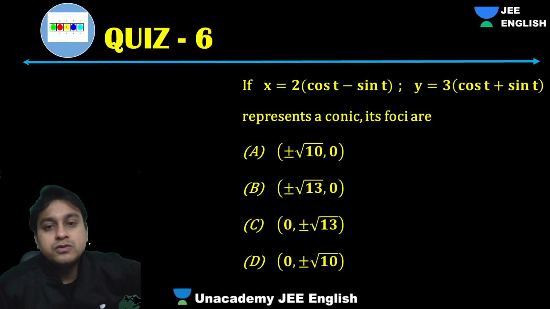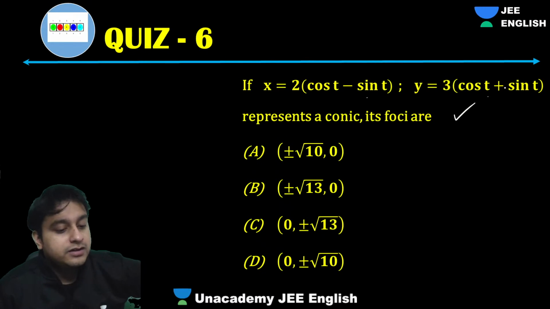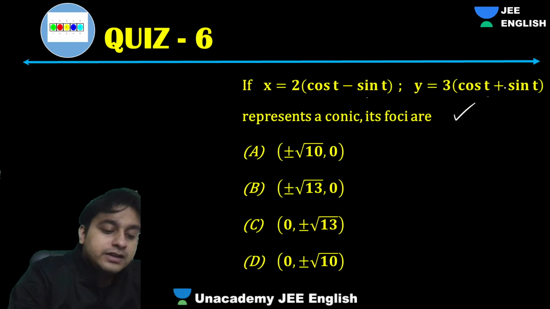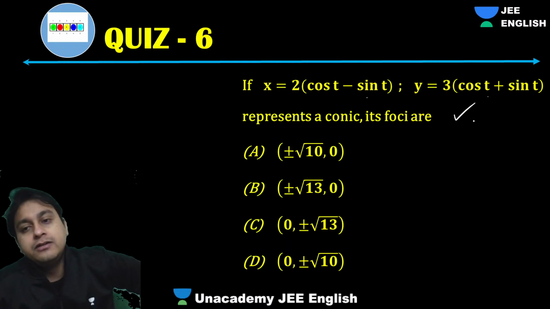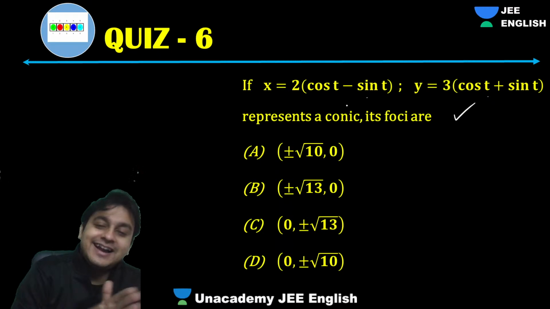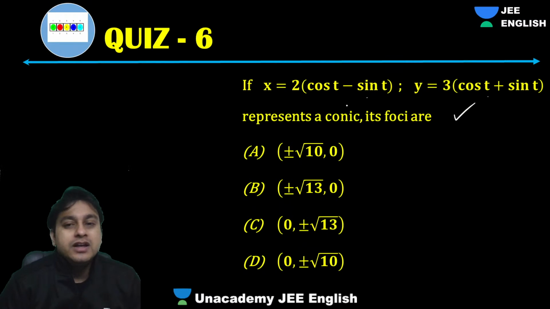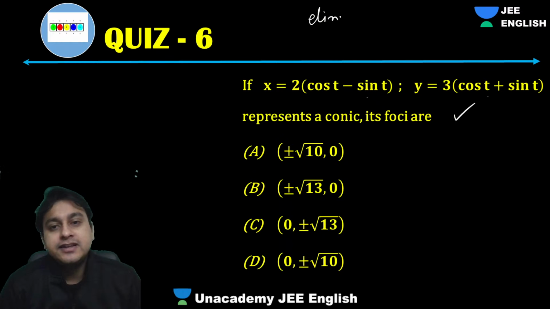X is given as 2 cos t minus sin t and y is given as 3 cos t plus sin t. This represents a conic whose foci are asked. You want to get the conic first, then you can easily proceed. It is given in a parametric form. At the moment, we obviously don't know parametric form. I understand. But guys, what is the main procedure of getting an equation of any conic? You have to eliminate t, right? That's the thing.